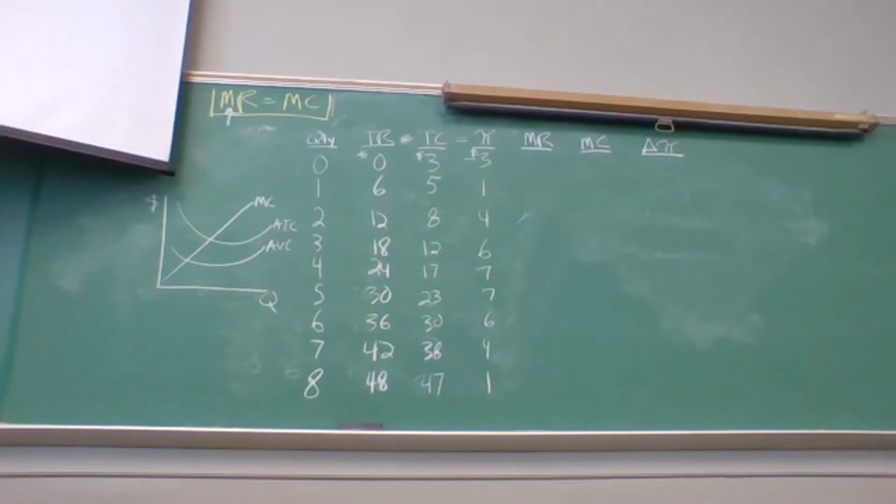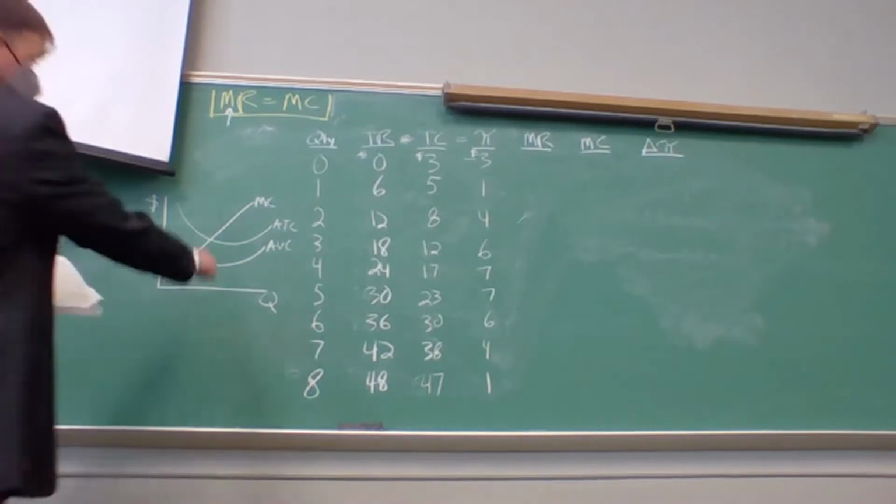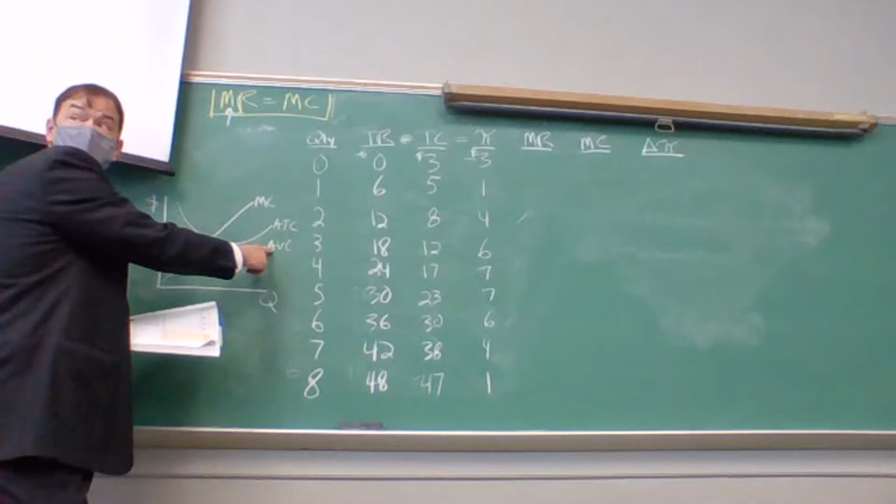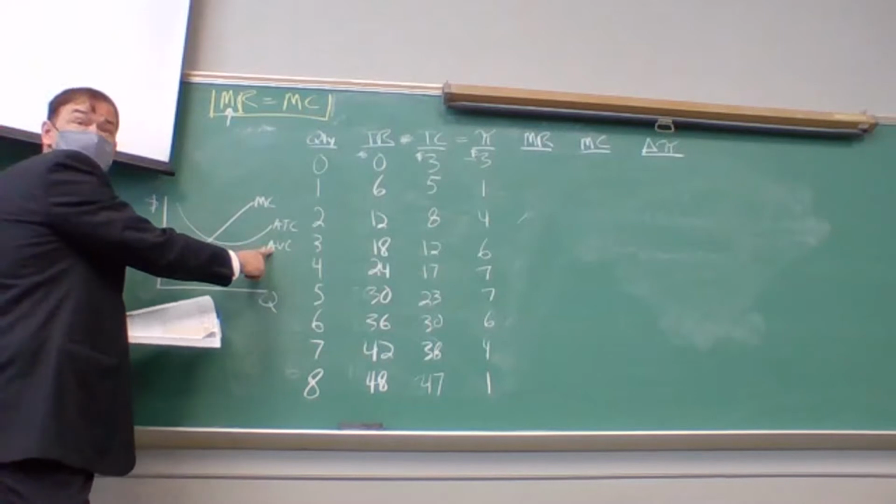Is that something you better start paying attention to? Because if you keep hiring people indefinitely, your costs are going up, are they not? That's what this curve does. Average total cost, average variable cost keeps going up. Notice what we haven't put on here yet.